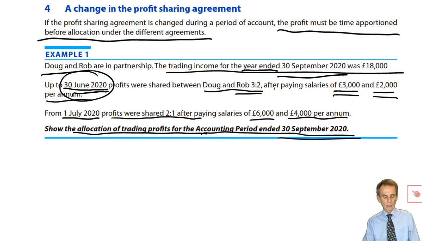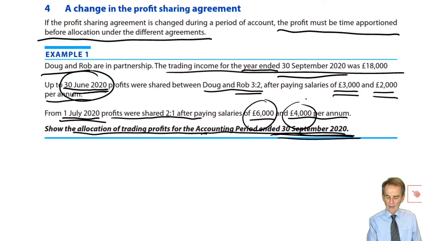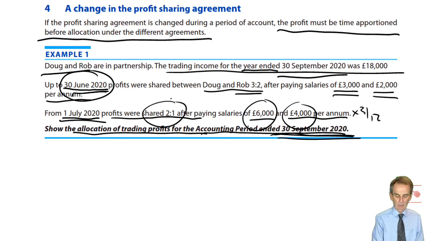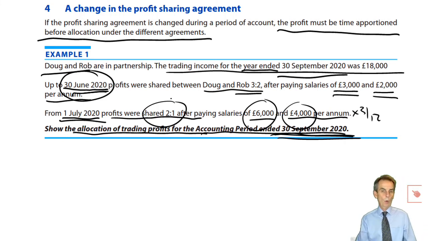Having dealt with the first 9 months, we then deal with the last 3 months from the 1st of July 20 through to the end of the accounting period, the 30th September 2020. What will we have? Salaries, £6,000 and £4,000 per annum. So this time, that is only 3 months, so they'll be times 3/12. Once we've got those figures, whatever profit remains will be split now in the revised PSR of 2:1.